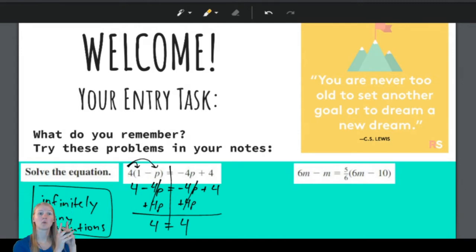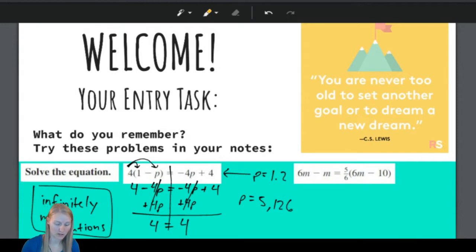Oh, and remember that if you want to check, this equation is called an identity because any number is a solution to this equation. If you want to check an identity, you can plug in any number you want. You can plug in p equals 1.2. P equals 5,126. Whatever you want, you can plug into that equation. And it should be a solution. You should get something that is true.